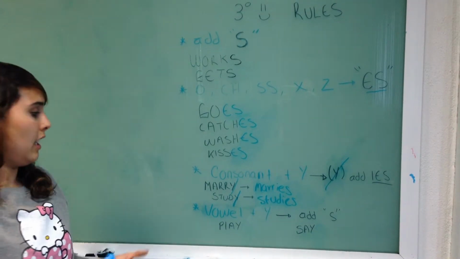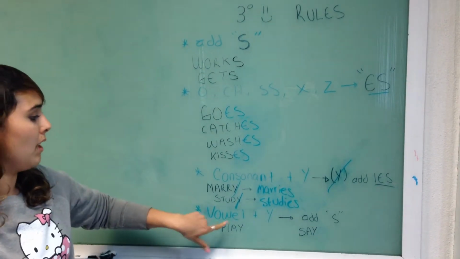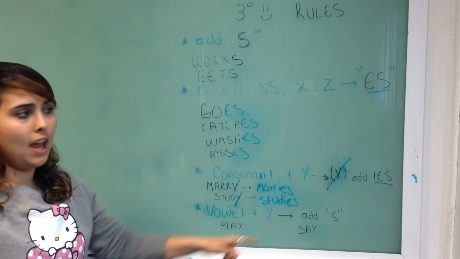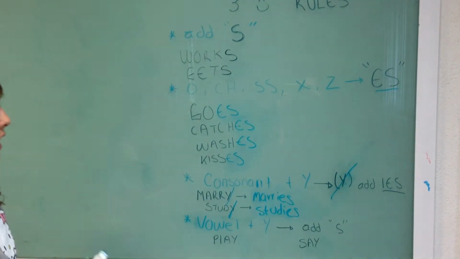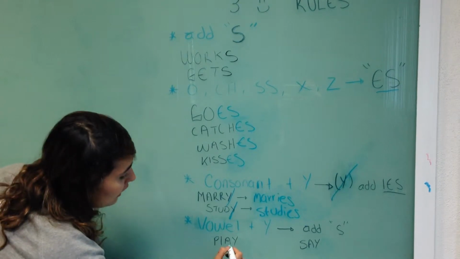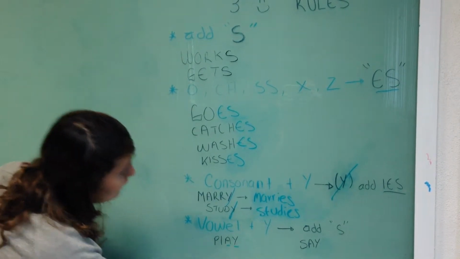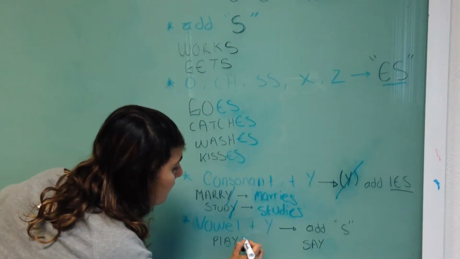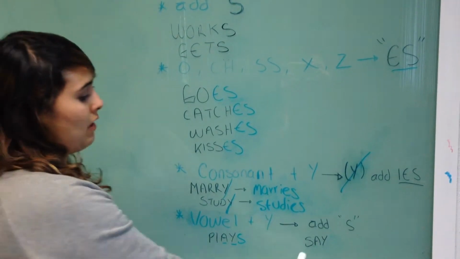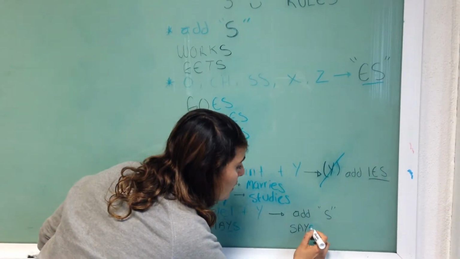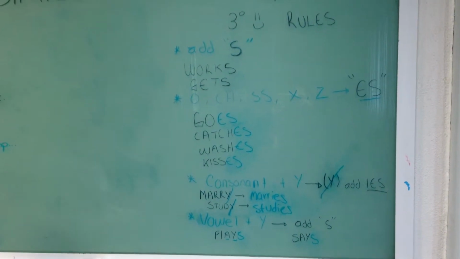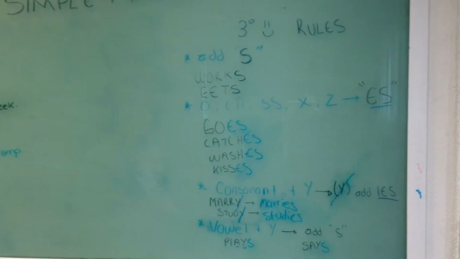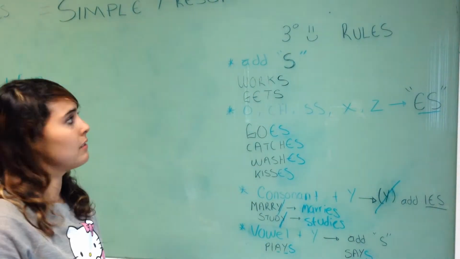On the other hand, if your verb ends with a vowel plus Y, the only thing that you have to do is add an S. In this case, the verb play, ending with vowel plus Y, you only put an S. The verb say, you only put an S. And this is the way that you have to conjugate the verbs in the case that you have to use it with the third person.